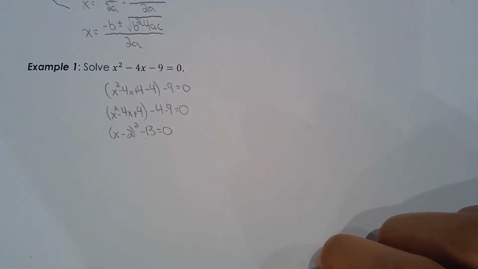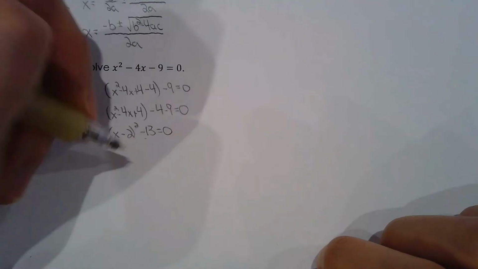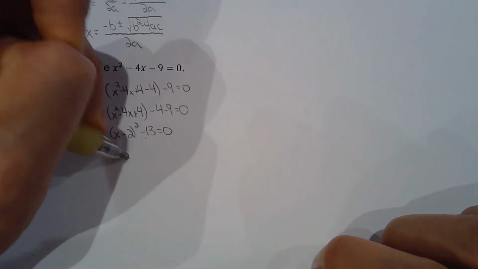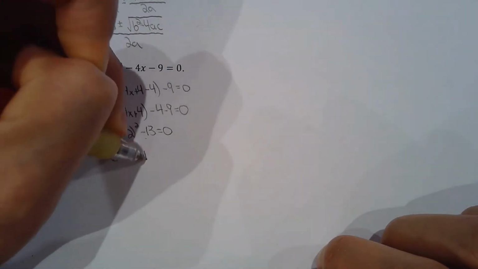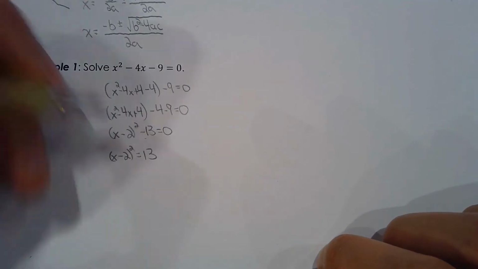Alright, so I completed the square, and now I'm going to rearrange and isolate for x. So square root both sides.